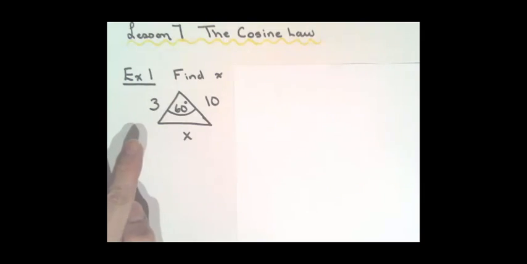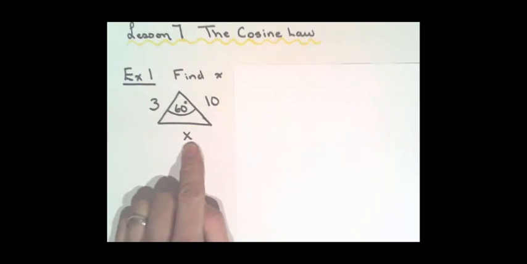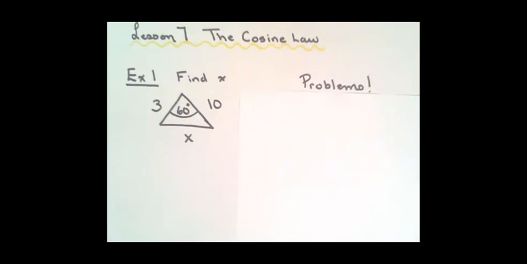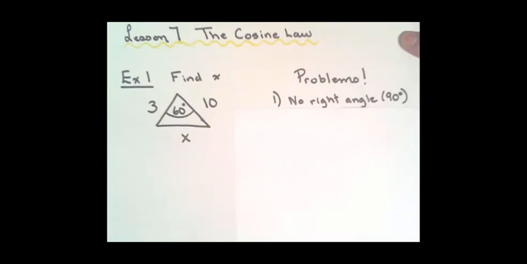See here in this triangle, we're given this angle, and we know sides 3 and 10. The problem is we now need to find side x. With our previous tools, we have some problems. First off, this is not a right triangle. There's no 90 degree angle, so we can't use SOHCAHTOA.